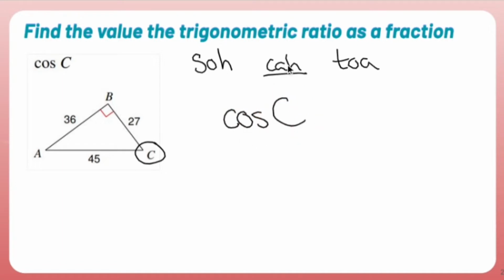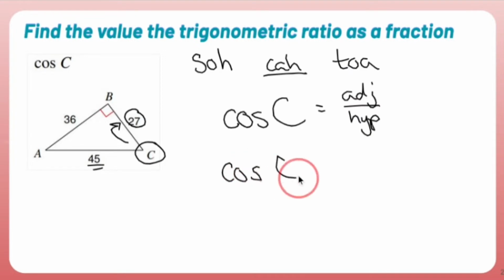Now, if I'm asked to worry about the adjacent side, according to C, that means the side next to it that's not the hypotenuse. 27 is right next to it. The hypotenuse is 45. Don't be like, oh, well, 45 is adjacent too. Yeah, it is, but 45 specifically is the hypotenuse. So this stands for cosine of your angle equals the adjacent side over the hypotenuse. In other words, cosine of C is the adjacent side, which is 27 over 45.